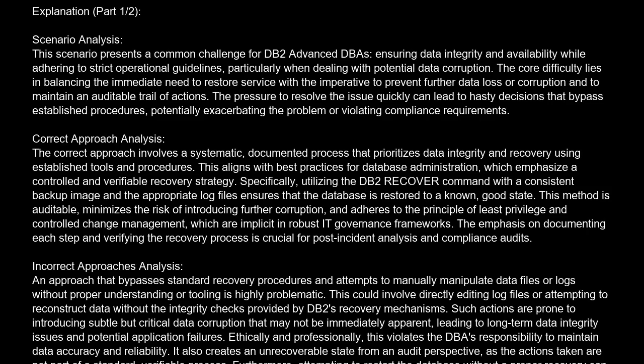The correct answer is C. Initiate a DB2 recover command using the most recent valid backup image and all subsequent transaction logs, meticulously documenting each step and verifying the database's consistency post-recovery.